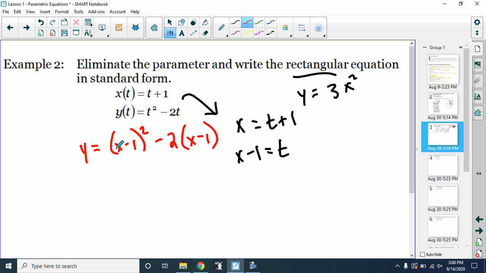And from there we can expand. So x minus 1 squared is x squared minus 2x plus 1. Distribute. And the final answer in rectangular form is y equals x squared minus 4x plus 3.